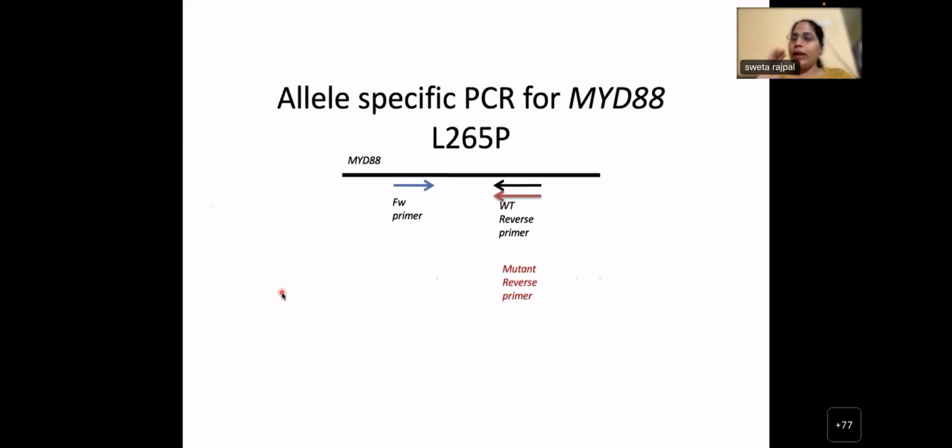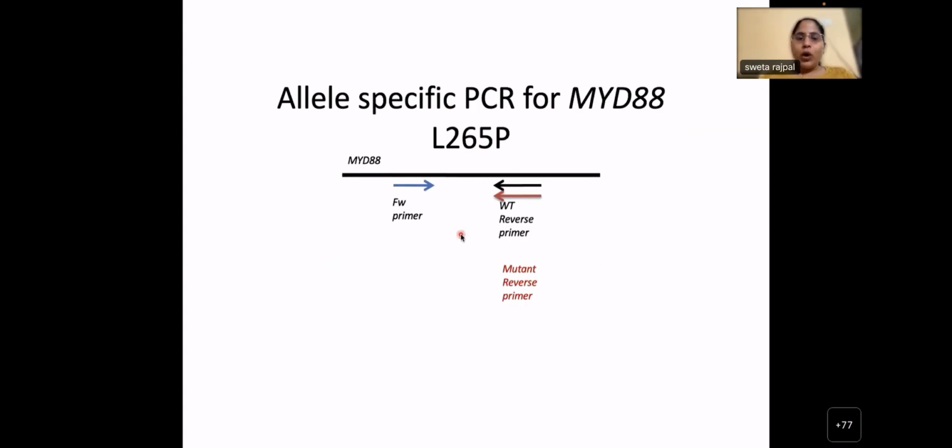And how do we confirm it? So to confirm it, we have done allele specific PCR for MYD88 L265P. Here, what happens in allele specific PCR? Anyone knows about it before I explain it? Anyone has any idea of it?